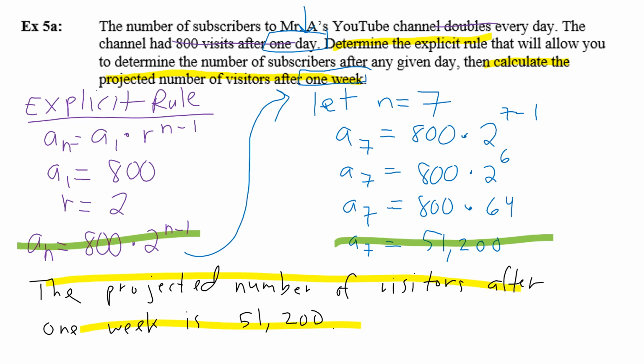So notice they wanted the rule, which was this, and they wanted to know how many visitors after 1 week, which was that.